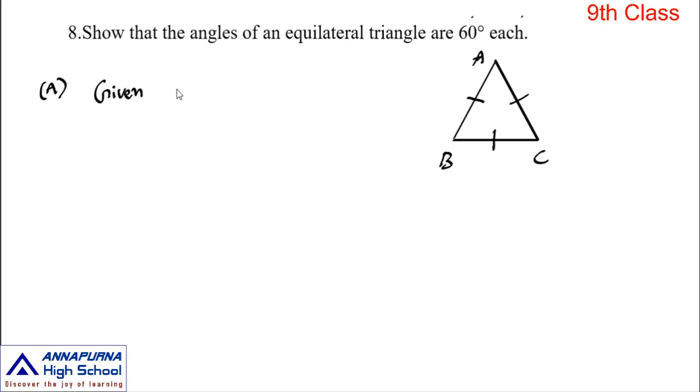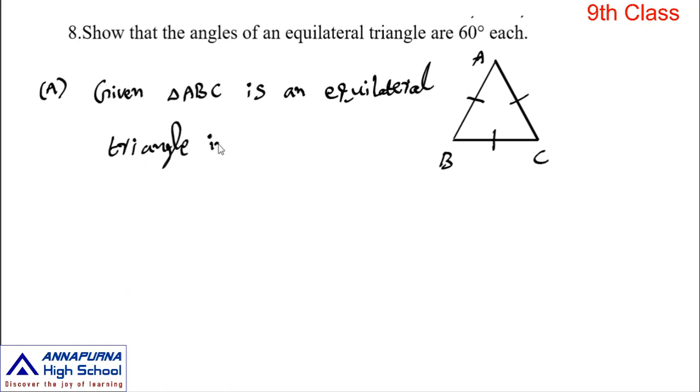Given triangle ABC is an equilateral triangle in which all sides are equal. So AB is equal to BC is equal to CA. This is the mathematical notation.